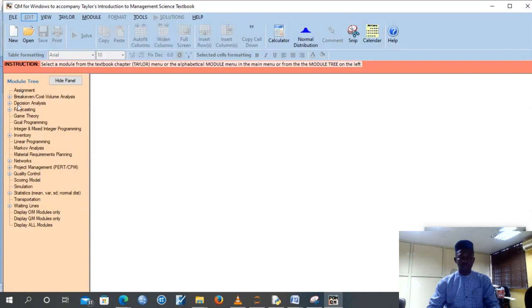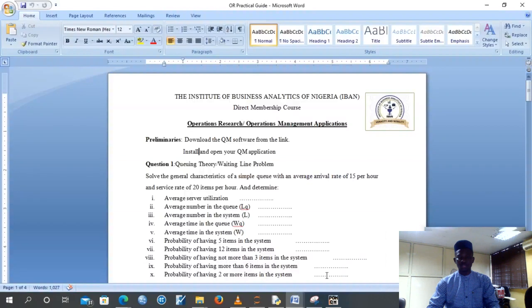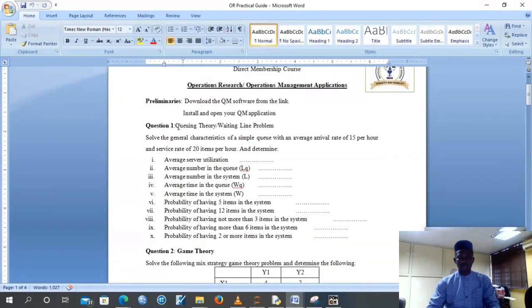These are all the types of questions you can use this to do. For some of us that have done the theoretical part, you can take any of the questions you have solved before and attempt to solve the same using the software. To start with, the first question is about queuing theory, which is also referred to as the waiting line problem. Anywhere the rate of service is lower than the rate of arrival of customers or the need, there will be some queue or waiting in the system.